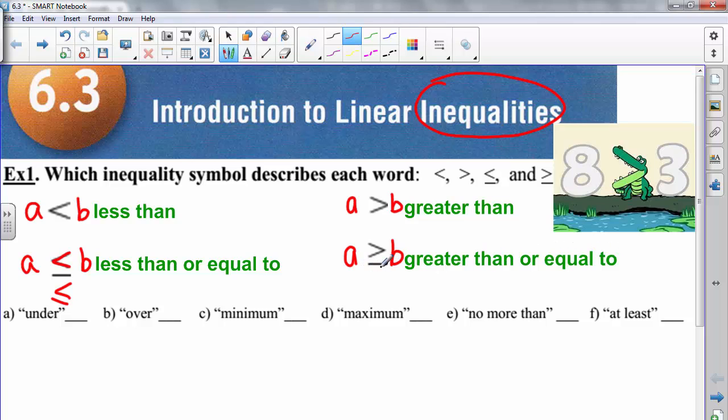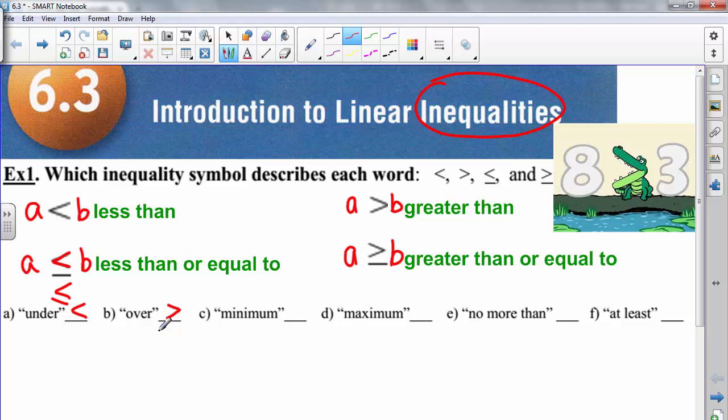Of course, we have more different kinds of words to represent all those inequality symbols. Sometimes we use under. What's the meaning of under? For example, A is under B. That means A is less than B. So under is the same as less than. Over, A is over B. A is exceeding B. That means A is greater than B.